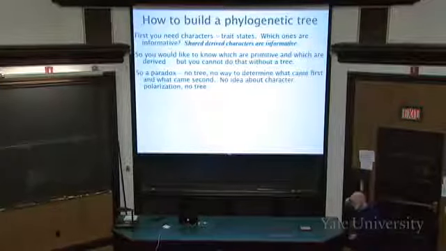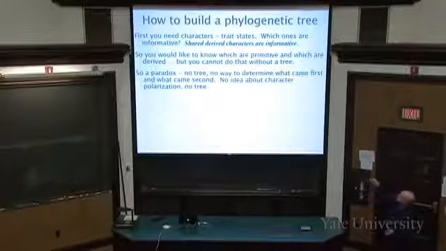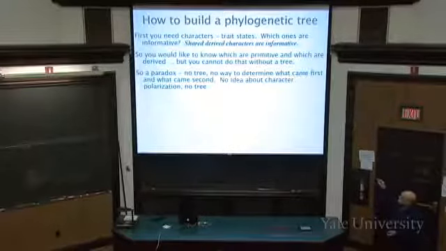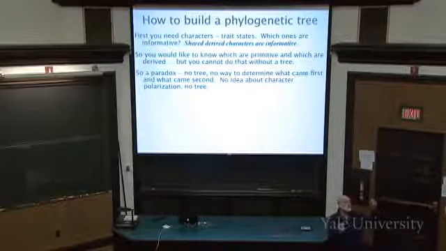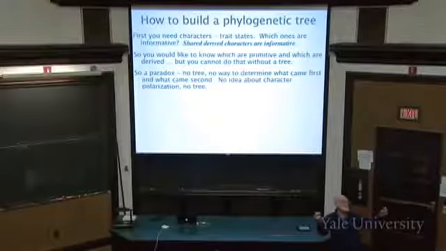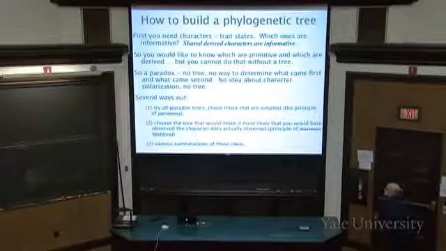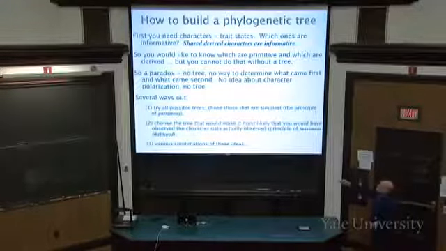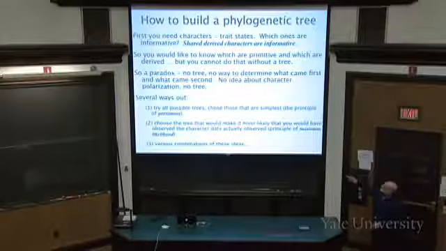So there's kind of a paradox. You don't have a tree, and if you don't have it, you don't have a way to determine what came first, and therefore you don't know about character polarization. Character polarization means knowing which state is primitive and which is derived. That polarizes that series of trait states. So there are a number of ways out of this logical dilemma. One is you look at all possible trees. This is, by the way, a huge computational problem, as you'll see at the end. And you choose the ones that are simplest.